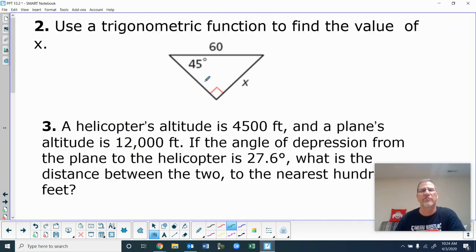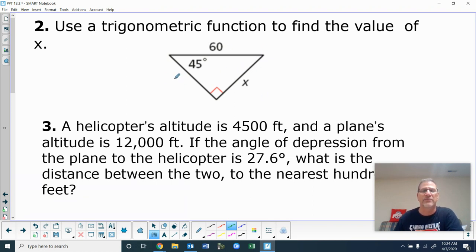Okay, here we got a 45, 45, 90. Now remember that it says use a trig function to find it, so we could do it that way. You know, here's our 45, we could say, and there's our hypotenuse, and that's the opposite. So we could say sine of 45 equals x over 60, and then solve for x, but I don't like to do it that way. I like just to have this memorized.